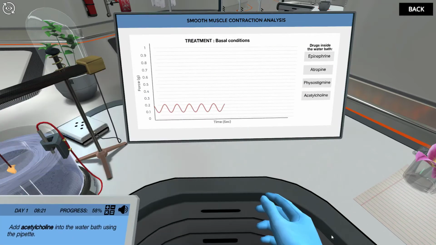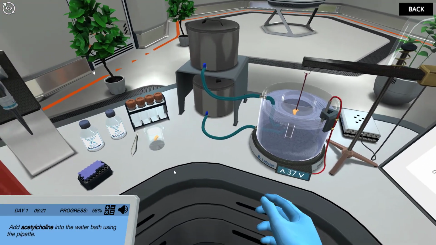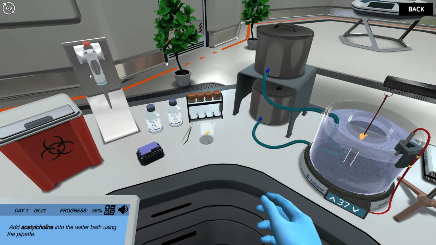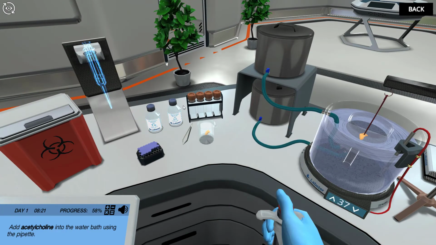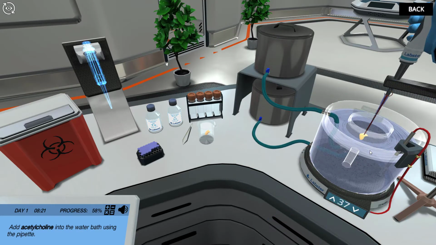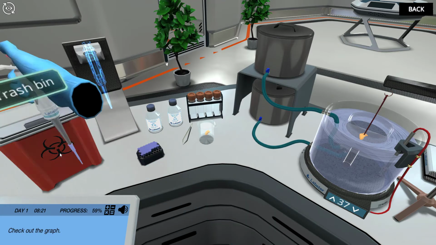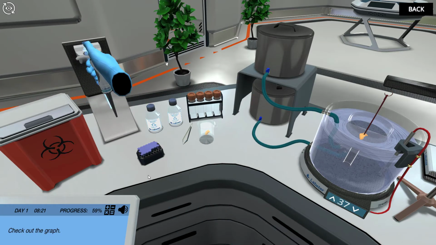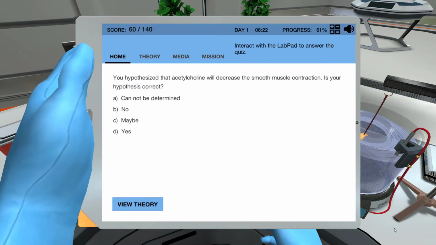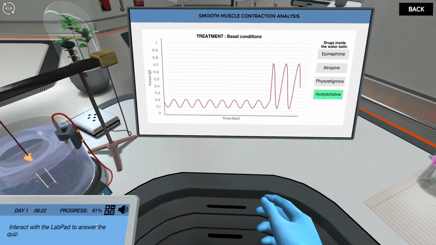You amaze me, human. Okay, let's check your new hypothesis by adding acetylcholine to the sample. Add acetylcholine into the water bath using the pipette. You hypothesized that acetylcholine will decrease the smooth muscle contraction. Is your hypothesis correct?